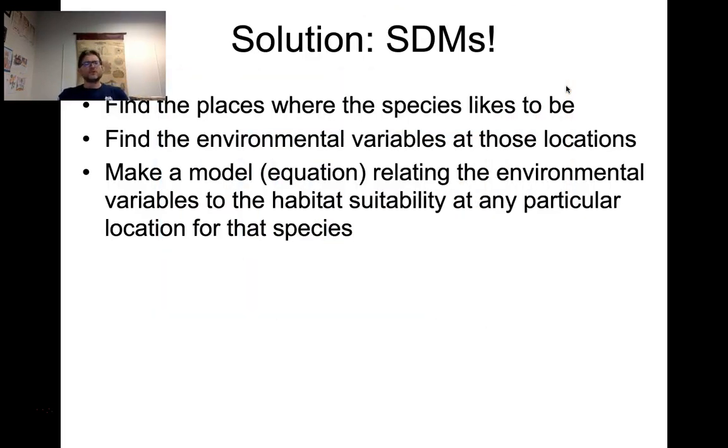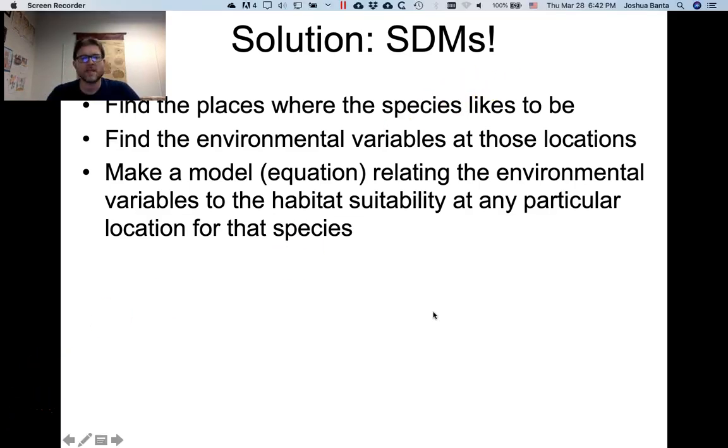So species distribution models give you a tool to find the fundamental niche of a species without having to grow that species under a bunch of different environments and find all the environments in which they don't die. By using species distribution modeling, you can find the places where the species is and record the GPS coordinates of those places. You can see what the environment is like at those places because you can use environmental data that covers the entire United States or the entire world.